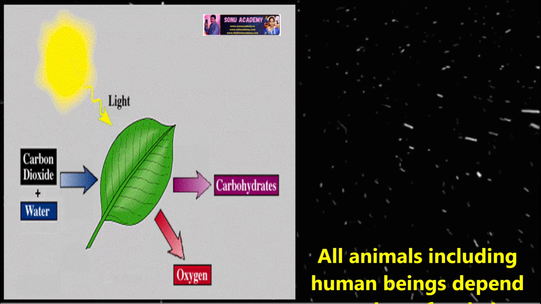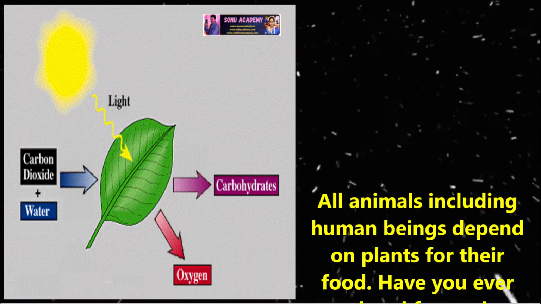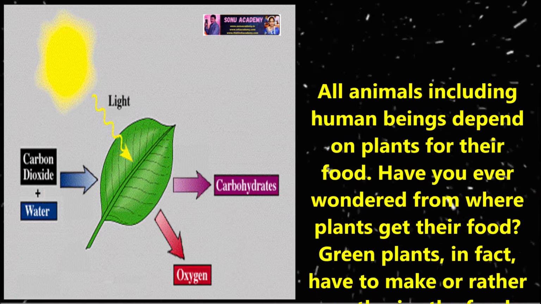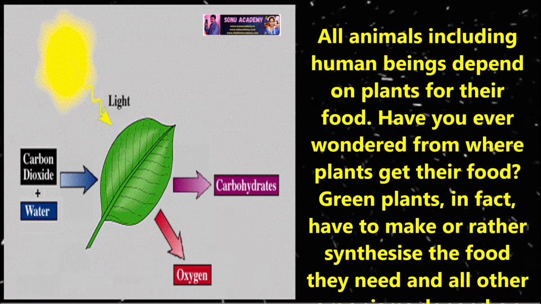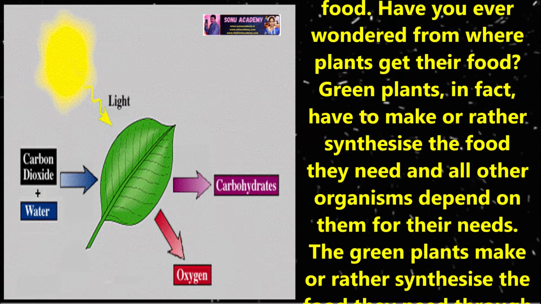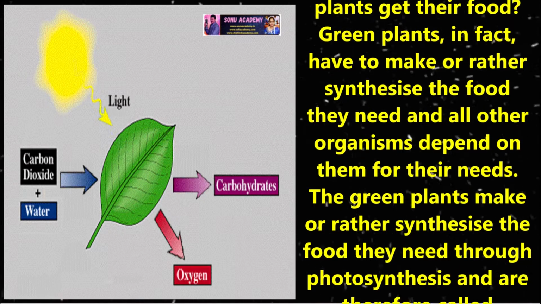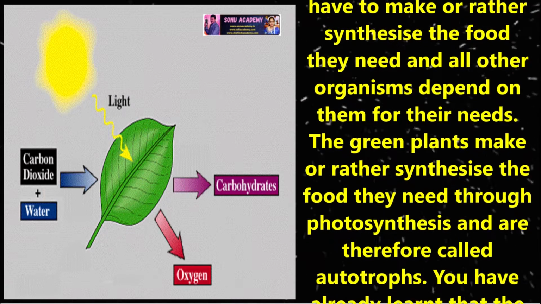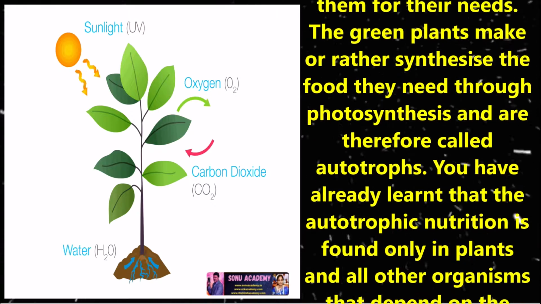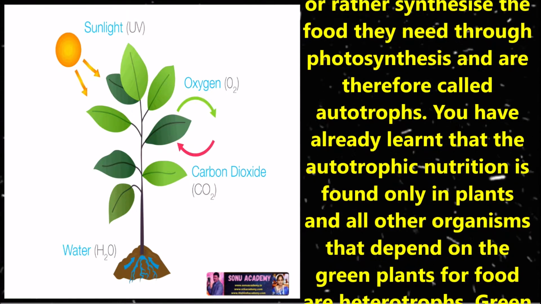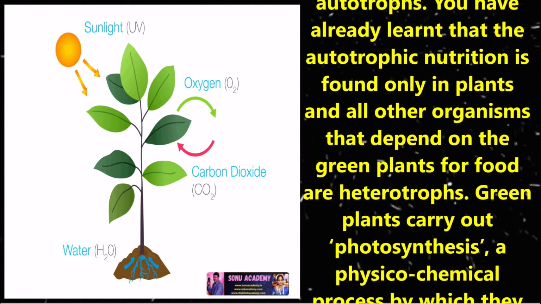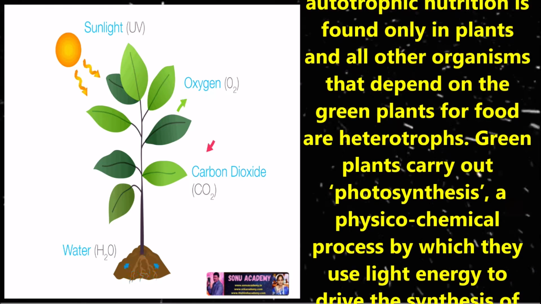Children, all animals including human beings depend on plants for their food. Have you ever wondered from where plants get their food? Green plants in fact have to make, or rather synthesize, the food they need, and all other organisms depend on them for their needs. The green plants synthesize the food they need through photosynthesis and are therefore called autotrophs. You have already learned that autotrophic nutrition is found only in plants, and all other organisms that depend on the green plants for food are heterotrophs.